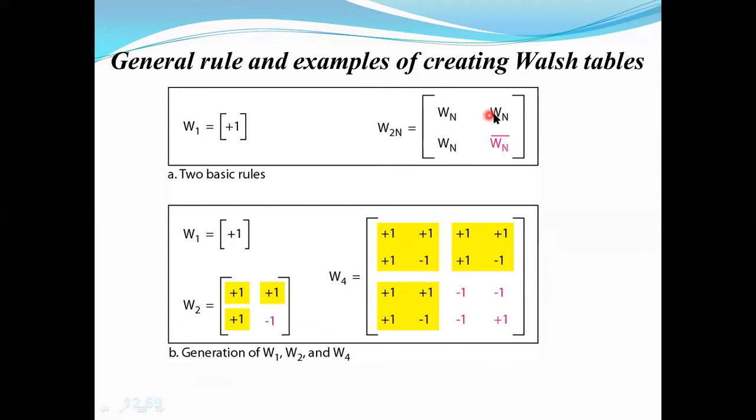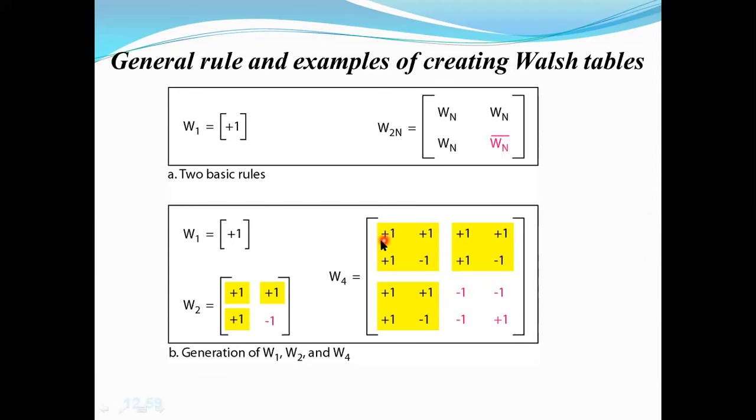Use this particular rule only: WN, WN, WN, and what is WN bar? The complement of WN. Now you have to take the complement of all these values. Plus one, its complement is what? Minus one. The complement of plus one is equal to minus one. Now minus one, the complement of minus one is what? Plus one. The complement of minus one is equal to plus one. This is WN bar, and this is WN. This is how you represent the Walsh table.